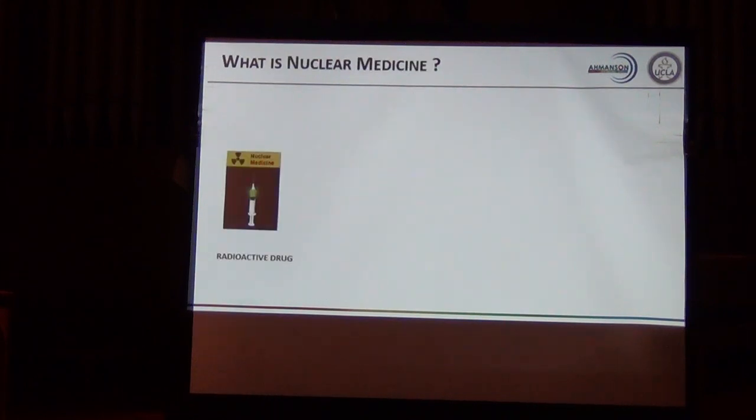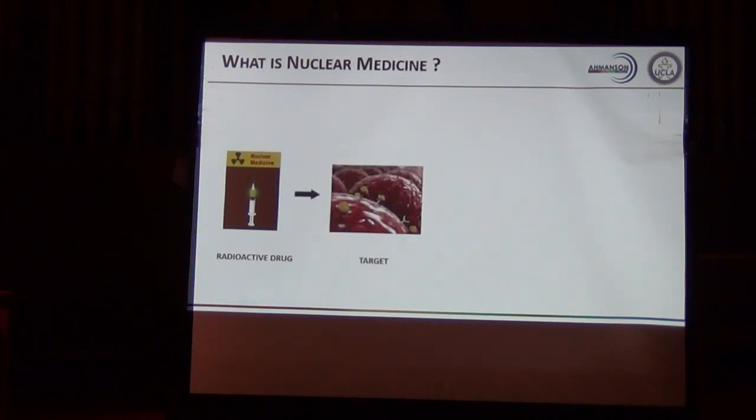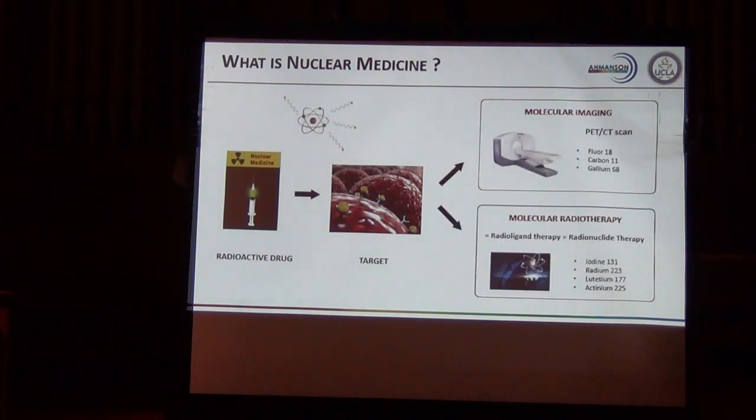What is nuclear medicine? Nuclear medicine is the injection of a radioactive drug into a patient. This radioactive drug will go to a target. It can be many different targets. Here we talk about prostate cancer. And on this target, the radiation, the photons that are emitted by the radioactive drug will be used either for imaging, PET-CT, or for molecular radiotherapy. Molecular radiotherapy means the same as radioligand therapy, radionuclide therapy, peptide radionuclide therapy. All this means the same. It means a radioactive drug that goes on the target and will treat locally the cells that are around.